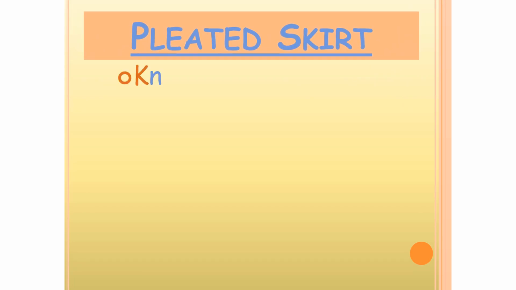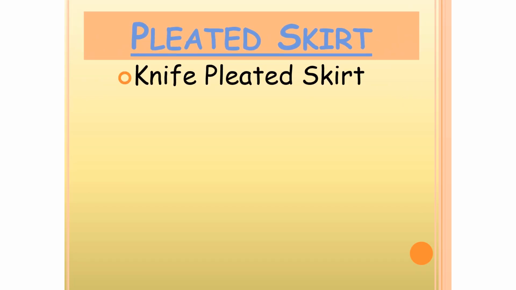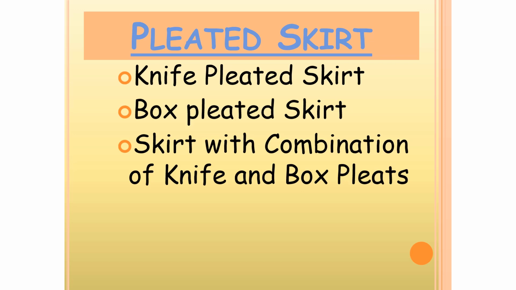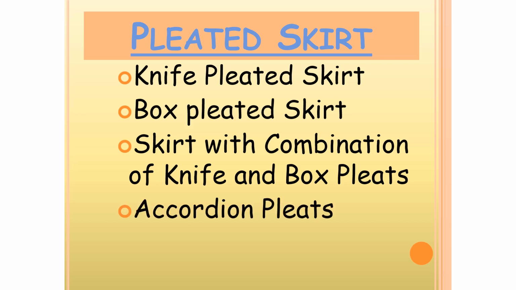The last one is the pleated skirt. Pleated skirt can either be knife pleated skirt when the pleats are in the same direction, box pleated skirt when the pleats are away from each other, and then skirt with a combination of knife and box pleats. Of course, the center has the box pleats and then the side has the knife pleats. And we have also the accordion.